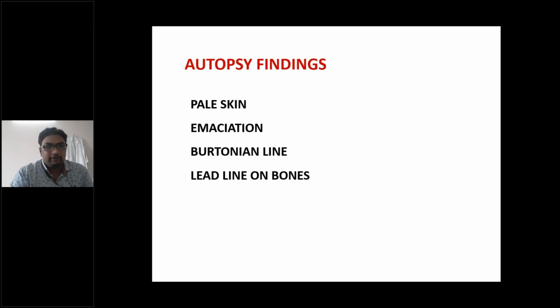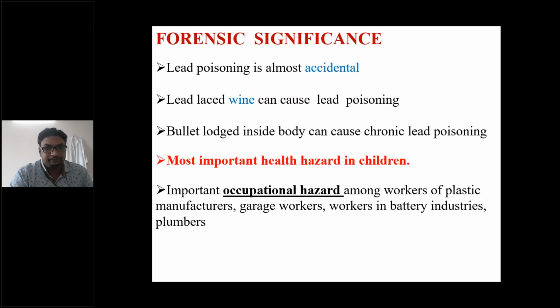What are the autopsy findings? Autopsy findings are pale skin, emaciation, then Burtonian line, then lead lines on bones. So pale skin can be seen because of the pallor. Emaciation, weight loss can be there. Then Burtonian lines on the gums, and then lead lines on the bones can be seen. Mostly it is seen on X-ray.